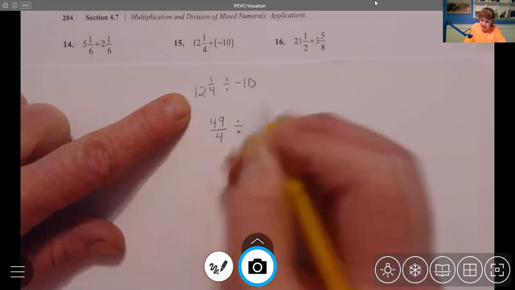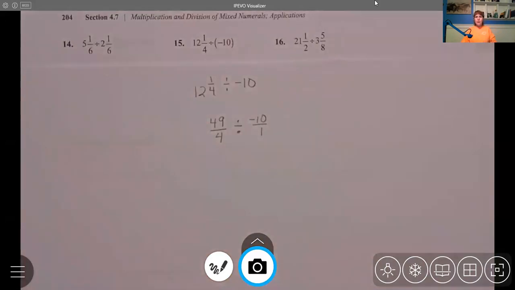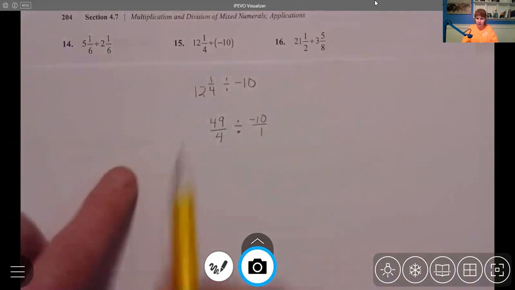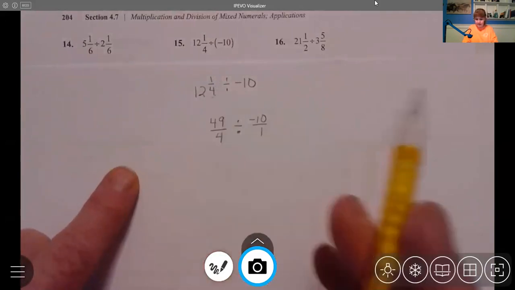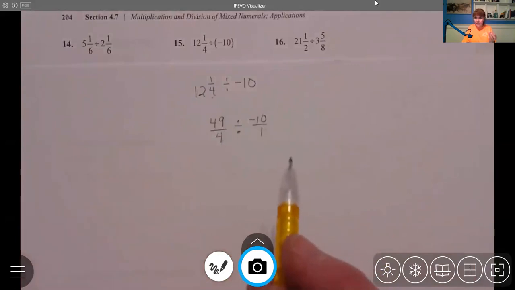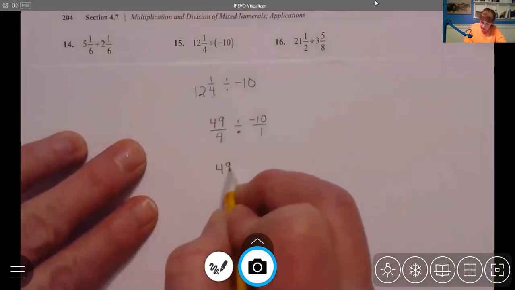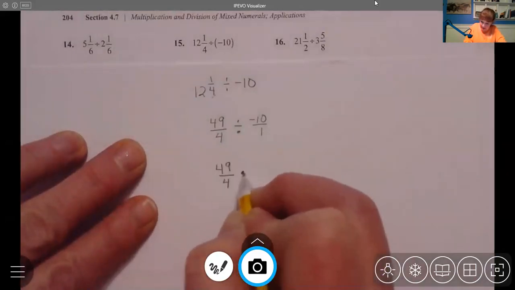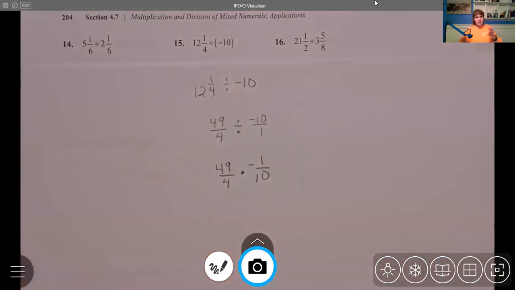Divided by -10 over 1. Okay, so again, put your integers over 1. So we took 12 times 4 is 48, plus 1 is 49 over 4. Nice. So now we have these as fractions, and so we're going to do the copy dot flip. 49/4 times a -1/10. It doesn't matter where your negative goes, as long as you've got it there.